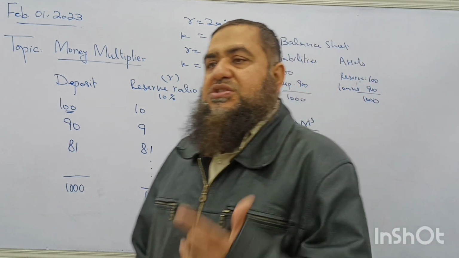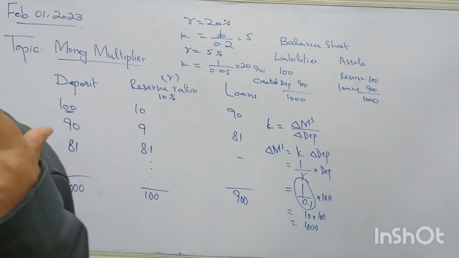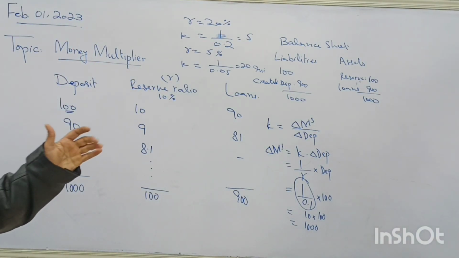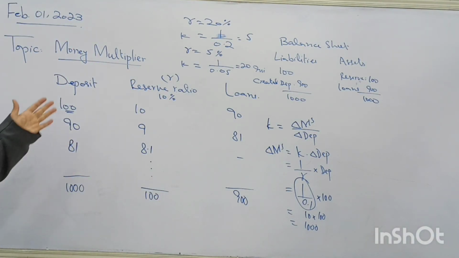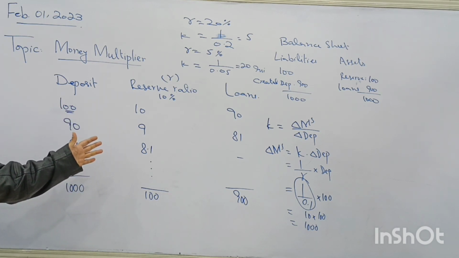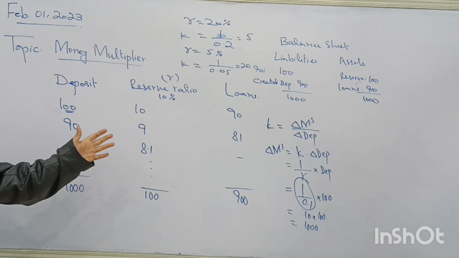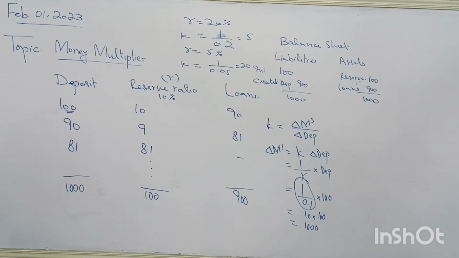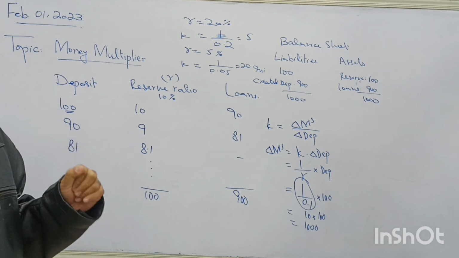Clear or not? So this is how we have used the reserve ratio in order to see the money multiplier, how money supply will change due to change in the reserve ratio set by the central bank. So every time reserves are set.